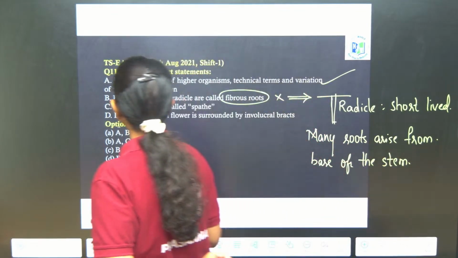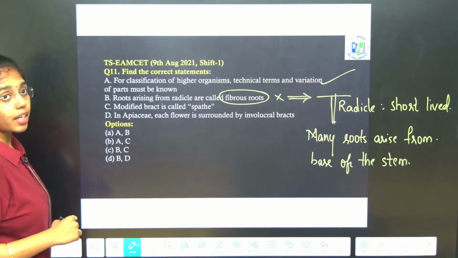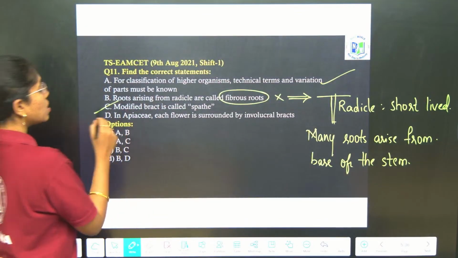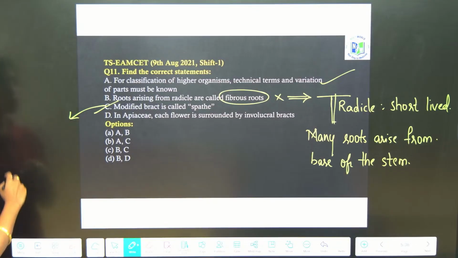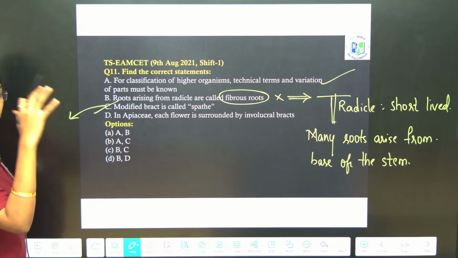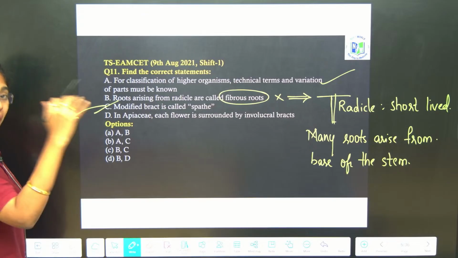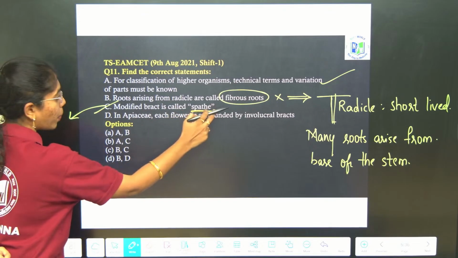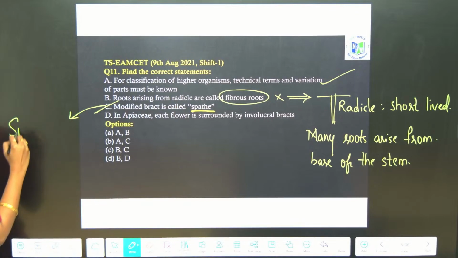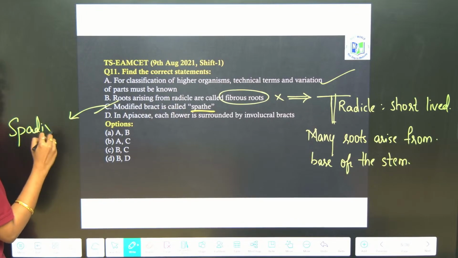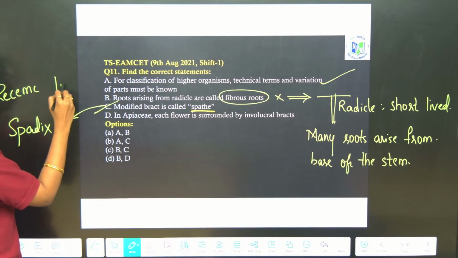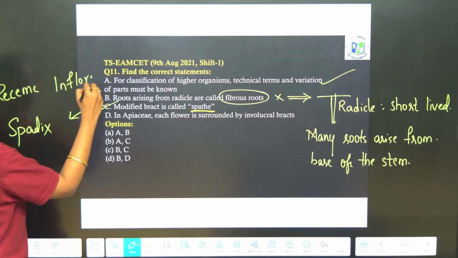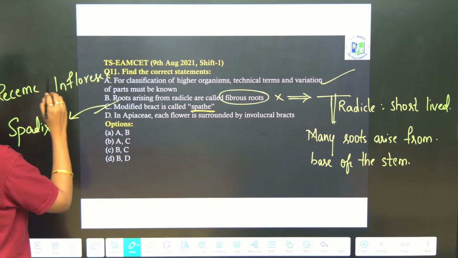Fine. Next, modified bract is called as spathe. This is seen in what type of inflorescence? Modified bract, the bract which completely covers the inflorescence, that is spathe. This is observed in spadix type of inflorescence, right? Take down all the explanations, beta, you will not get this elsewhere.